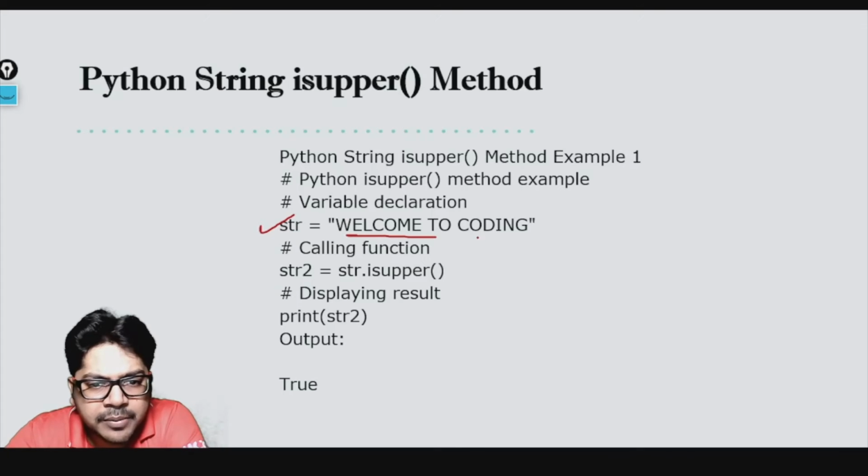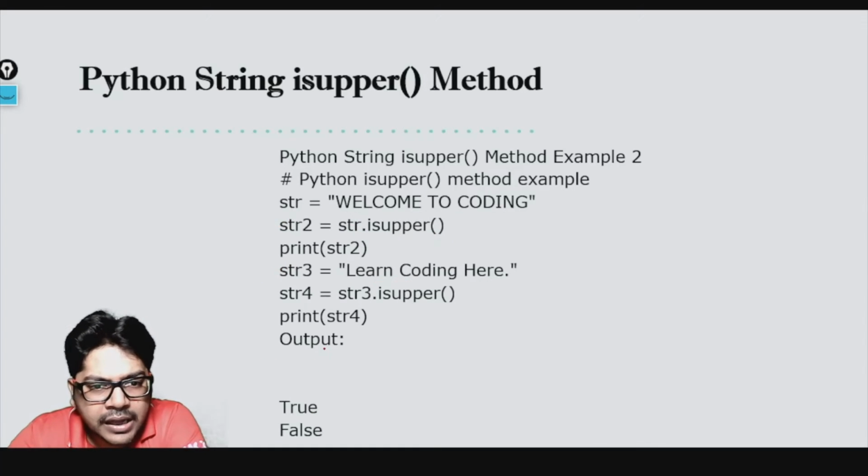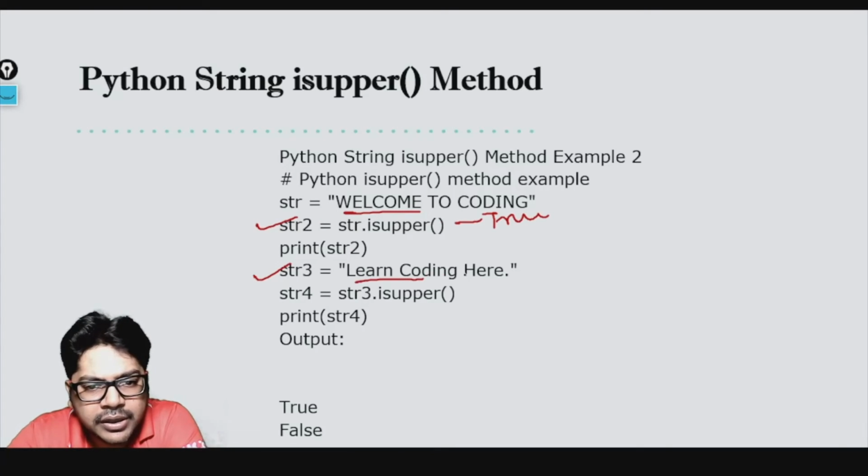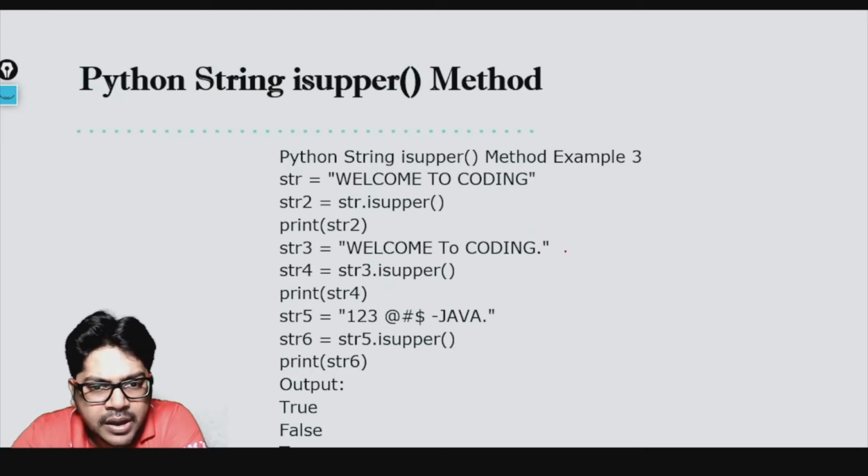str is equal to WELCOME TO CODING, everything is in capital letters. So if you are using str2 is equal to str.isupper, you are going to get the output as true. Okay, another example, WELCOME TO CODING isupper, this is going to give you true. But you have another str is equal to LEARN coding here, then here you are writing str3.isupper, you will get false. Why? Because the other characters are small, like e, a, r, n, o, d, i, n, g, these are small. Okay, let us have a look at the third example.